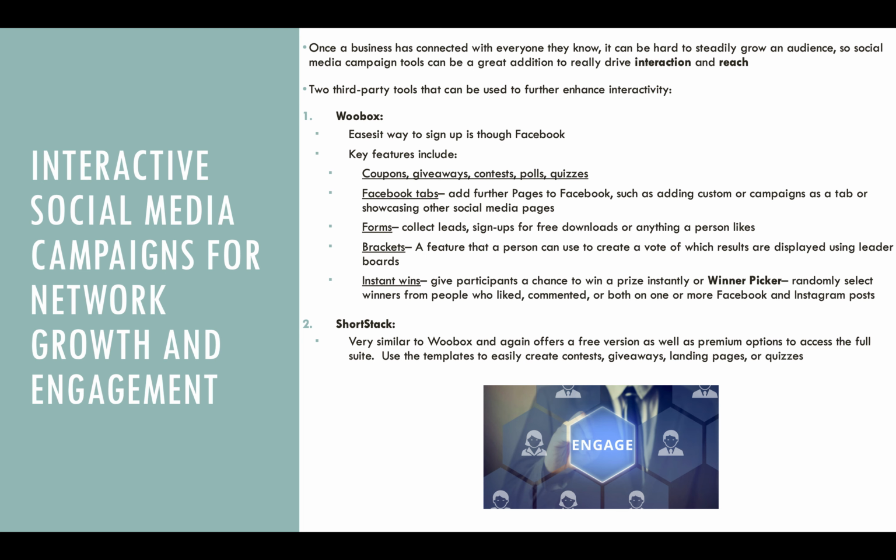So once a business is connected with everyone that they know, they can steadily start growing their business, which makes it an easy way to drive interaction and reach. There are 2 third-party tools that are also really good to enhance interactivity. Woobox, it's easy. You can sign up through Facebook. They do coupons, giveaways, Facebook tabs. They can do forms. They can do brackets and instant wins and short stacks. The other is also really similar, but they focus on using templates such as contests, giveaways, landing pages, and quizzes. So if you're having a hard time coming up with ideas, check out those 2. And I'm pretty sure the majority of their content is free.